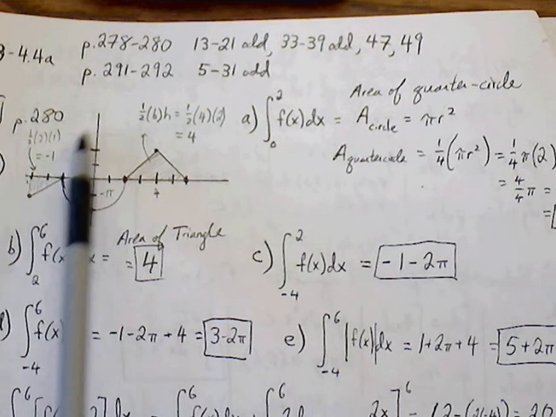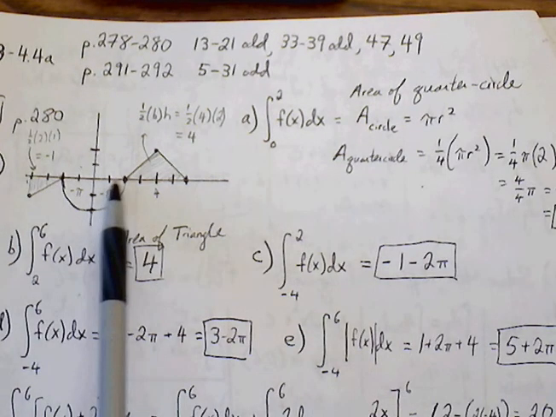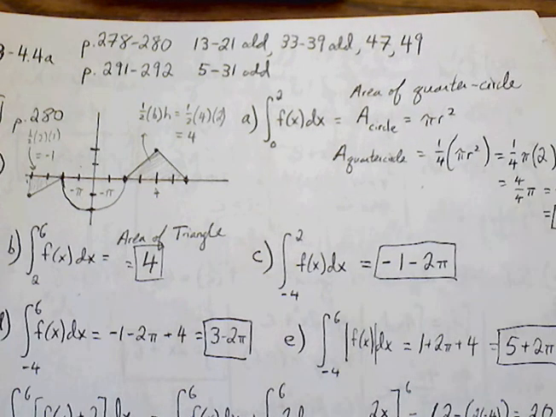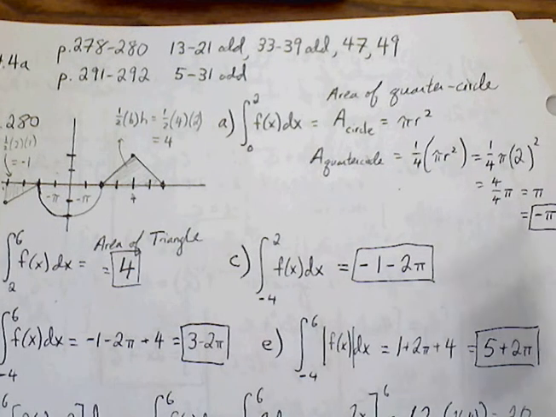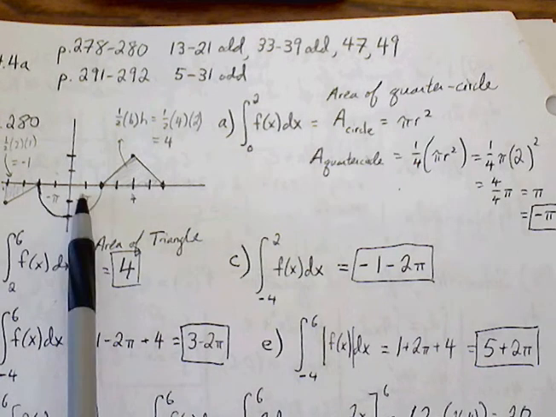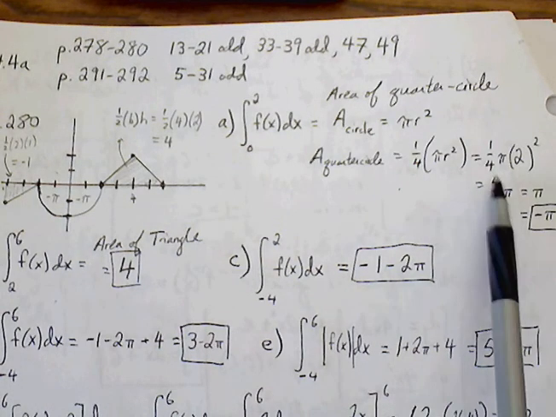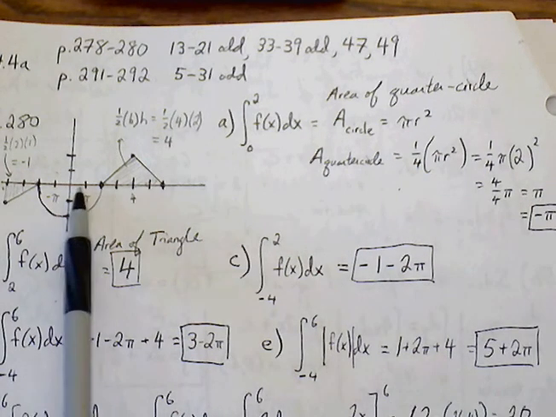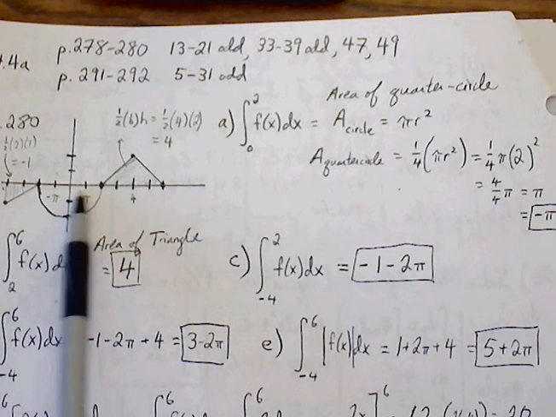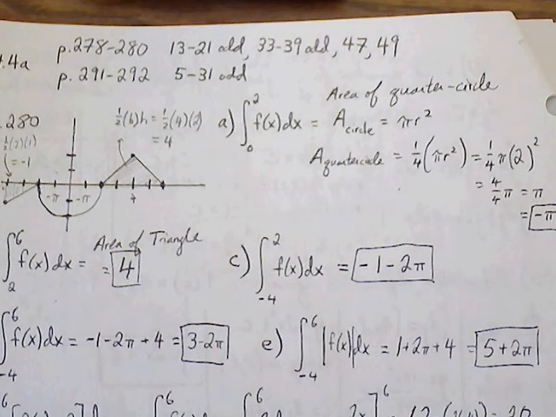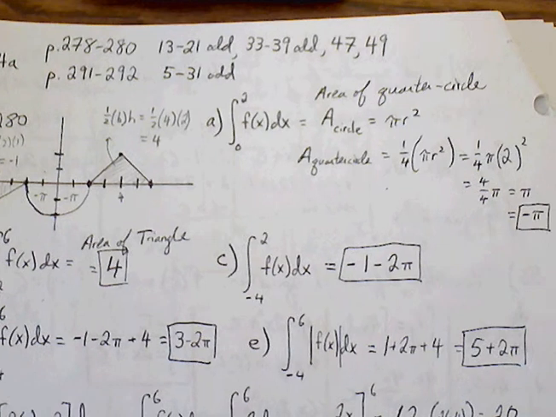Okay, so the area of a circle is pi r squared. The radius for this circle is 2. So if I find the area of the circle, I have pi times 2 squared, which gives me 4 pi. Now, 4 pi is the area of the entire circle, so therefore the area of the quarter circle will be 1/4 of that. So 4 pi divided by 4 is simply pi. However, the area is pi, but we know the definite integral of this region, since this is below the x-axis, will be negative pi. So therefore, the definite integral of f of x from 0 to 2 is equal to negative pi.